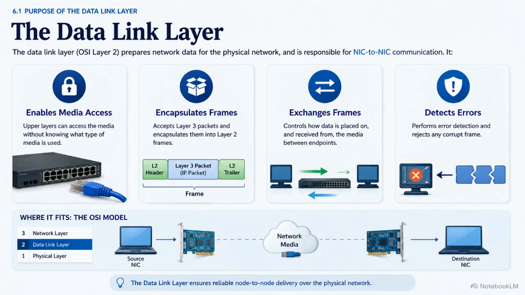This diagram outlines the OSI data link layer, Layer 2. As you can see at the top, it acts as the sole translator, responsible for preparing that network data for the physical network. It has 4 primary jobs. It enables media access, it encapsulates the IP packets, it controls how frames are exchanged on the media, and it detects errors, rejecting any corrupted data.